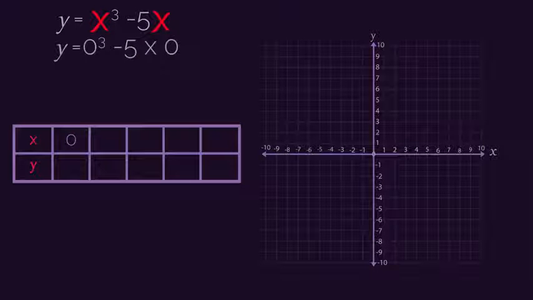y equals 0 cubed minus 5 multiplied by 0. So y equals 0 minus 0, which means y is 0. So when x is 0, y is 0. Enter these coordinates into the table.